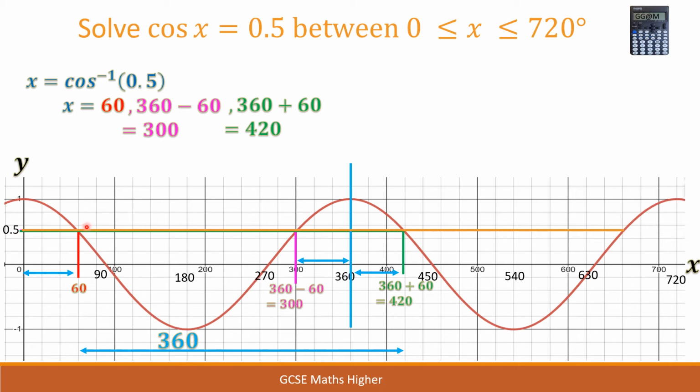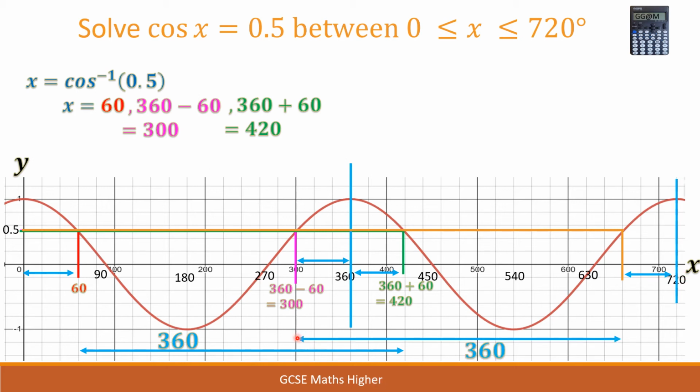So you can see there are 4 solutions. We've looked at the first 3, and now we're going to look at the fourth solution. From here, I can draw another line down here, which means that the gap at the end is going to be 60 again. So the symmetry of the curve is really, really important.